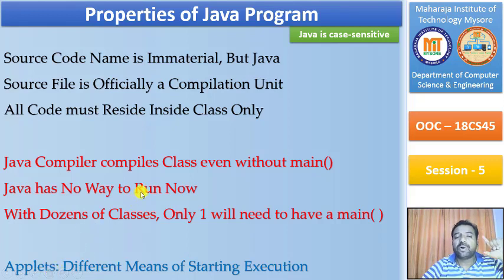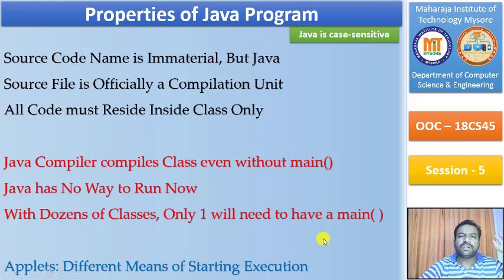If it is not an applet, make sure your Java program contains the main function in at least one class, or exactly one class, and that class name should be the same as the program name. These are a few properties of a Java program you need to understand.